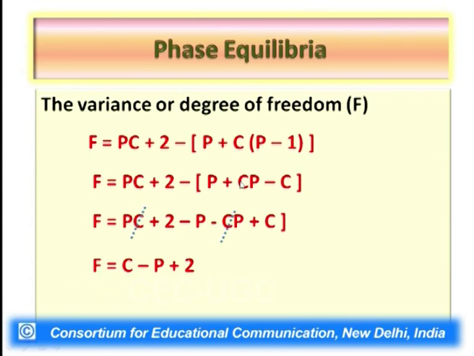We can remove this bracket in this equation, what we get is F equal to PC plus 2 minus P minus CP plus C, because the sign changes as these terms are taken outside the bracket. So, PC cancels with PC because both PC have opposite sign. So, what we have is F equal to C minus P plus 2. In this way we have derived the phase rule. So, the phase rule equation, as it says, is F equal to C minus P plus 2.